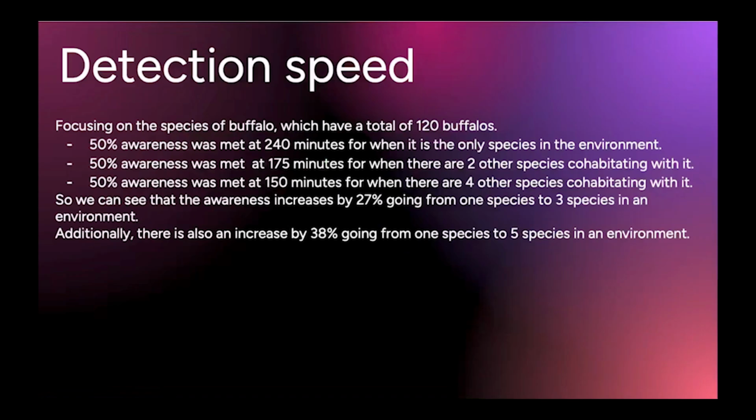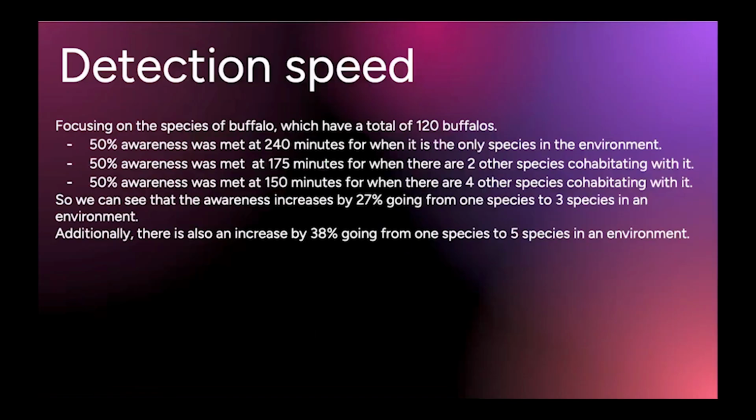So talking about the detection speed, we are made aware that 50% awareness was met at 240 minutes for when there's only 1 species, 175 minutes for when there are 2 other species with the buffalo, and 150 minutes for when there are 4 other species with the buffalo. This is a 27% increase in awareness going from 1 species to 3 species, and a 38% awareness increase going from 1 species to 5 species.